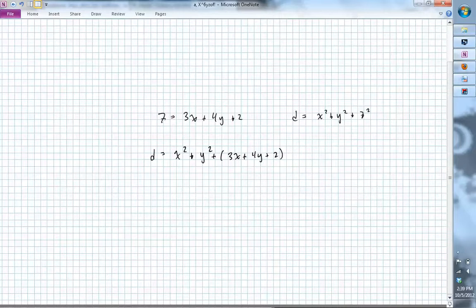Okay, so, and that's squared. All right, I would not square that out at this point. I don't know if you did that. Use the chain rule instead. 2 times (3x plus 4y plus 2) times 3. And d/dy is 2y plus 8 times (3x plus 4y plus 2), like that. Okay? I'm going to set both of these guys equal to 0, and this is what I was afraid of.